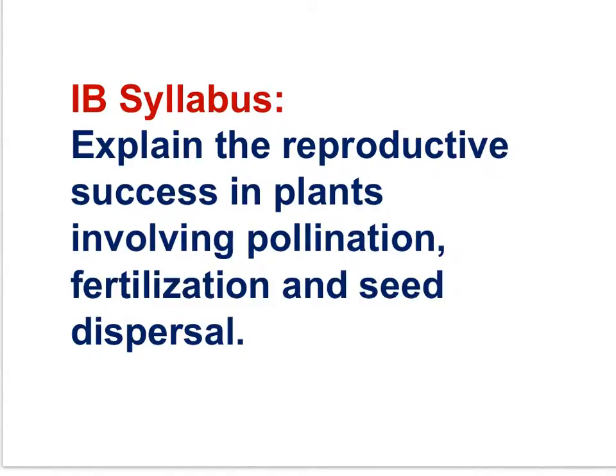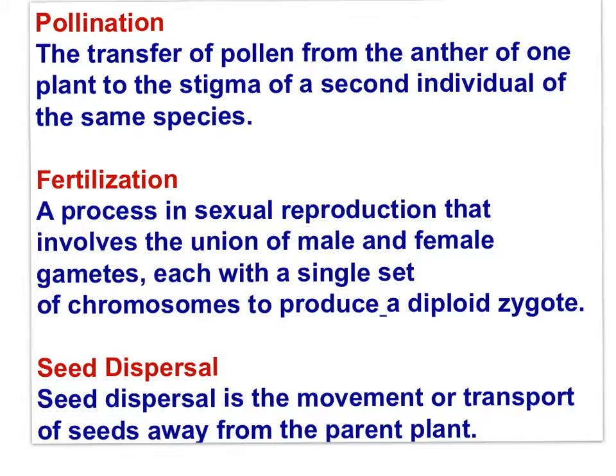This is the IB syllabus statement that I have followed throughout this movie. Explain the reproductive success in plants involving pollination, fertilization, and seed dispersal. Can you explain reproductive success on the basis of these three processes? I'll let you study this slide on your own. At the very least, take the time to gain control of these three definitions. You should be able to describe each process with examples.